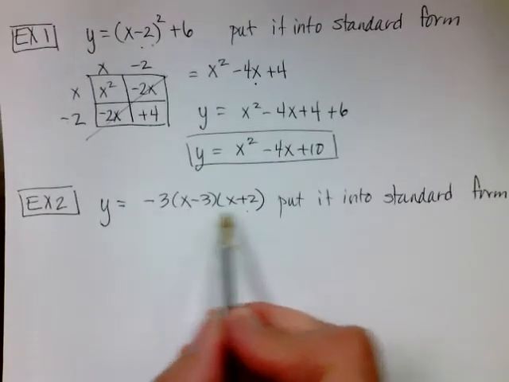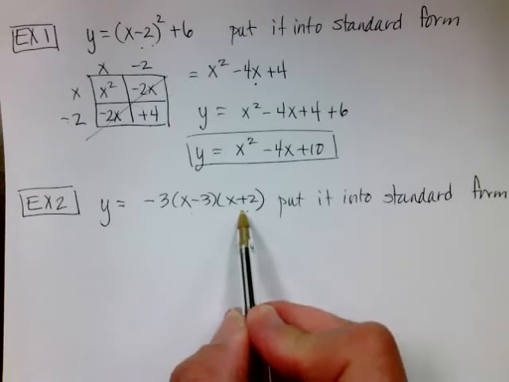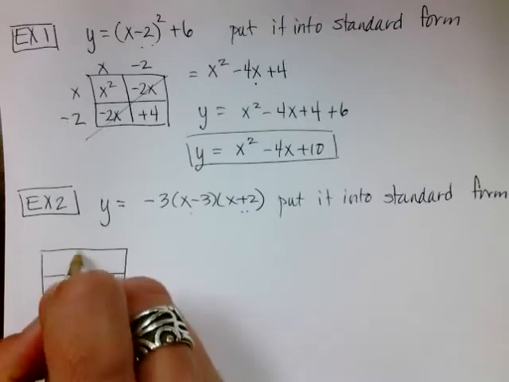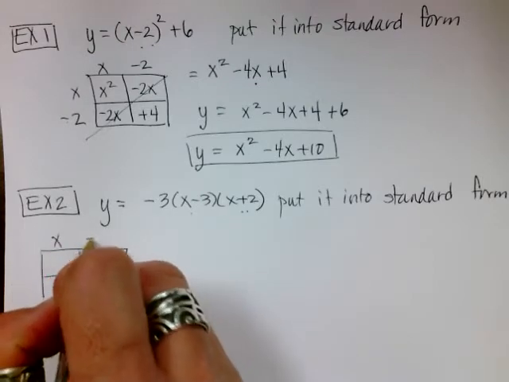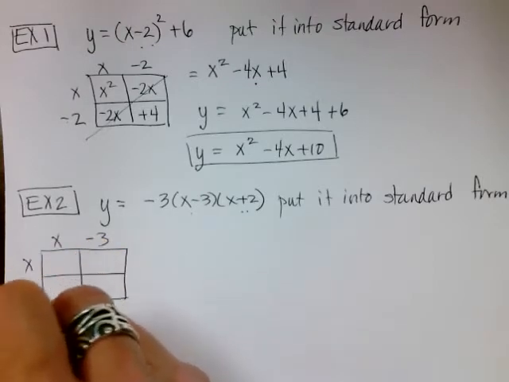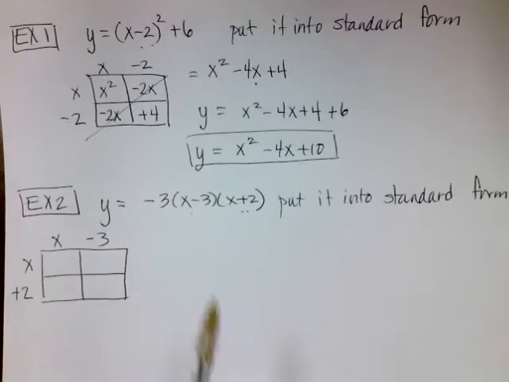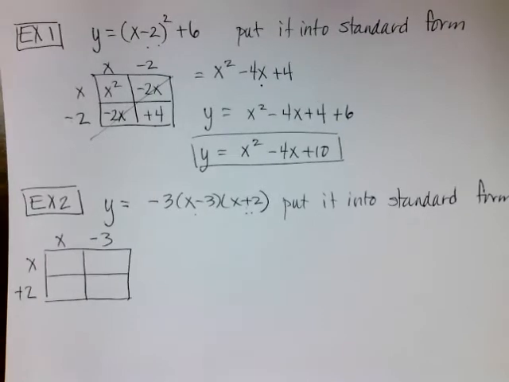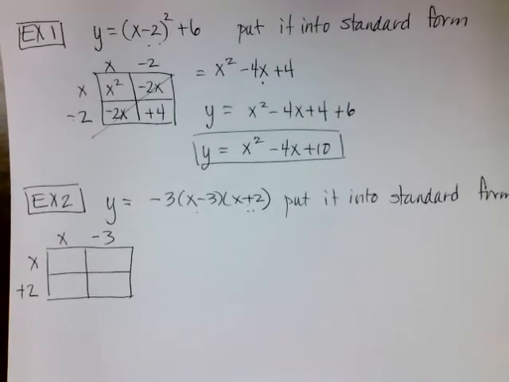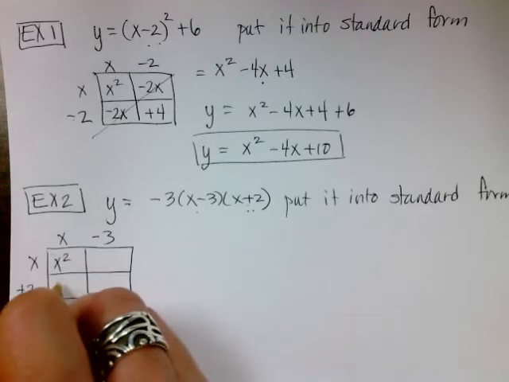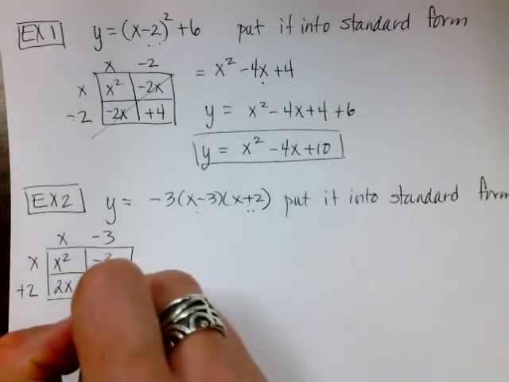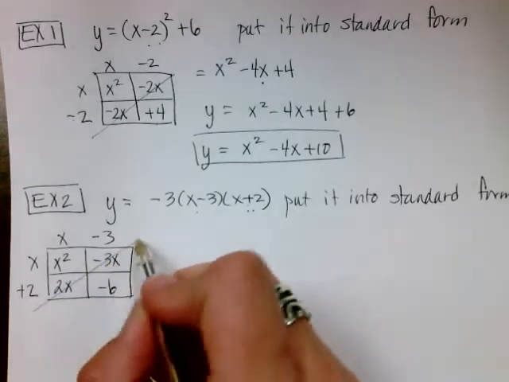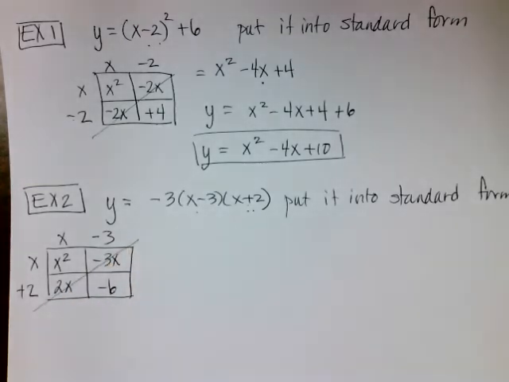I still need to manage the distribution first, so I'm going to do it in my little box over here on the side, and I'm going to have an x minus 3 and an x plus 2. It doesn't matter which of the two factors you put on the top or the side, whichever way you write it, it will turn out the same. So I'm going to do x squared, 2x, minus 3x, minus 6. My like terms are along the diagonal.